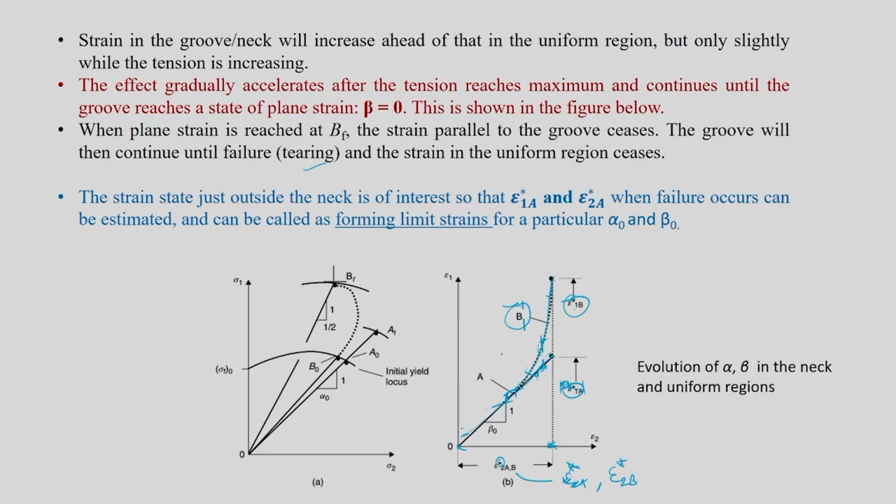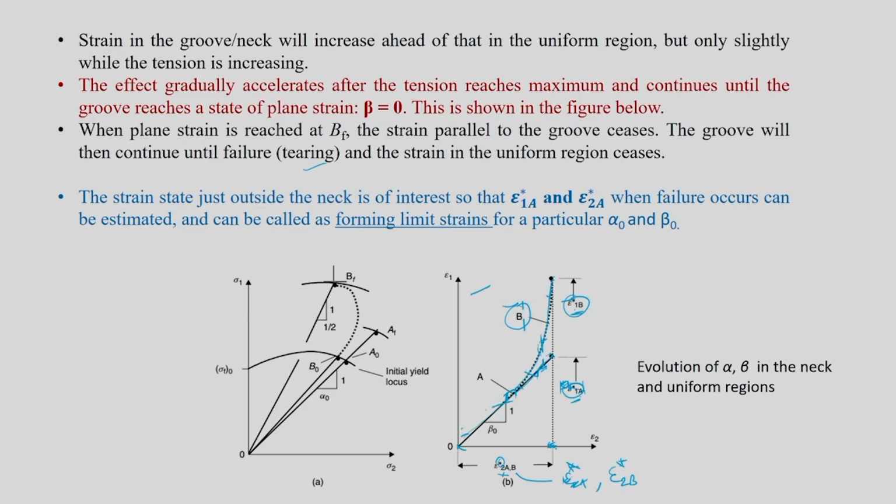Now in this particular diagram, you will see that your epsilon 2 star is going to be the same. Why? Because it is along the groove region. Epsilon 1A is going to be much smaller as compared to epsilon 1B. Epsilon 1A is going to be smaller than epsilon 1B. This 1B strain is going to be several times larger than 1A, maybe like 4 times, 10 times larger with respect to A.